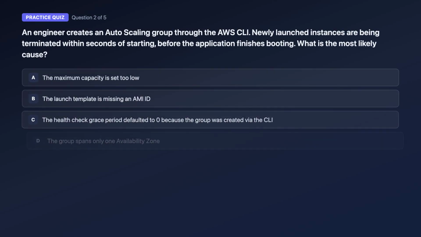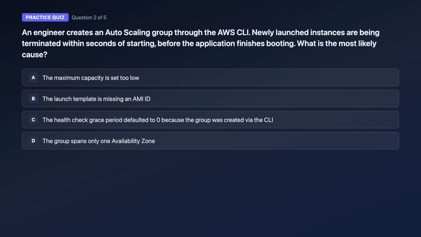Question 2. An engineer creates an auto-scaling group through the Amazon Web Services CLI. Newly launched instances are being terminated within seconds of starting, before the application finishes booting. What is the most likely cause?